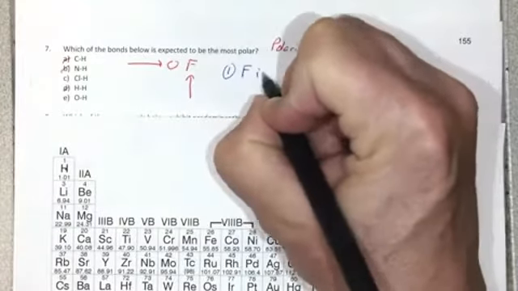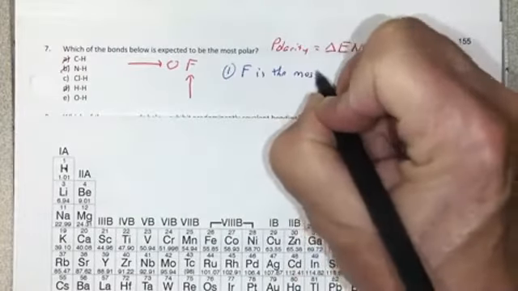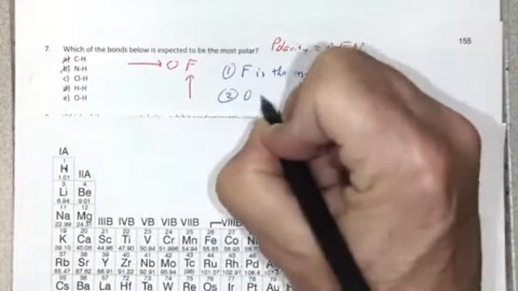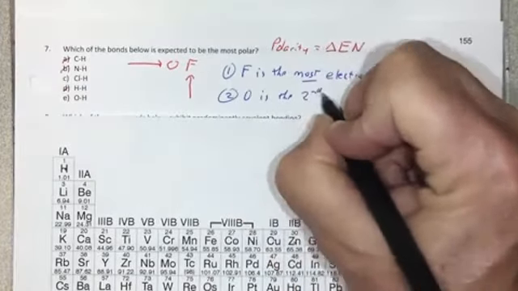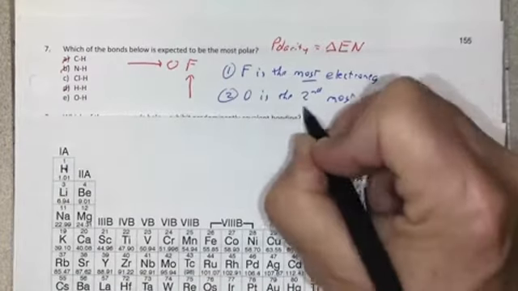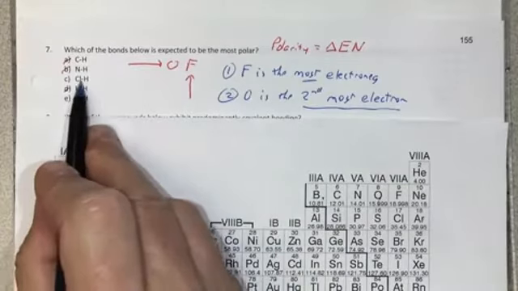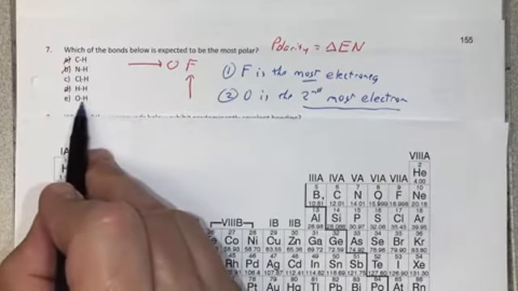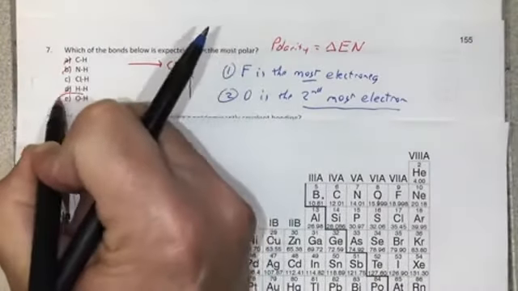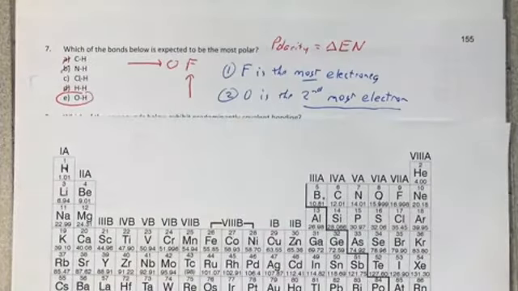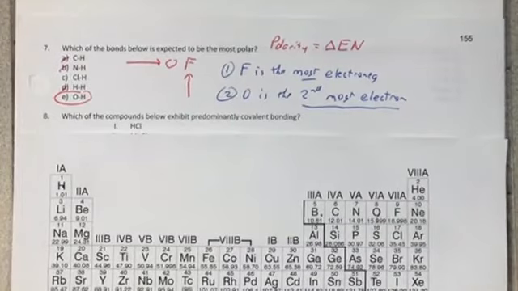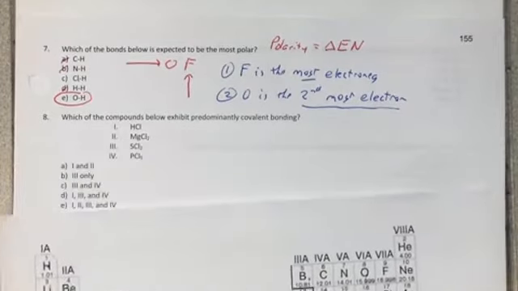First of all, you must know that fluorine is the most electronegative element. And secondly, you must know that oxygen is the second most electronegative element. And the point is that oxygen is more electronegative than chlorine. Since oxygen is more electronegative than chlorine, the oxygen-hydrogen bond is more polar. There's a bigger difference in electronegativity. The oxygen-hydrogen bond is more polar, and E is the correct answer. Okay. So you compare the difference in electronegativity. The further apart they are on the periodic table, the greater the difference in electronegativity.